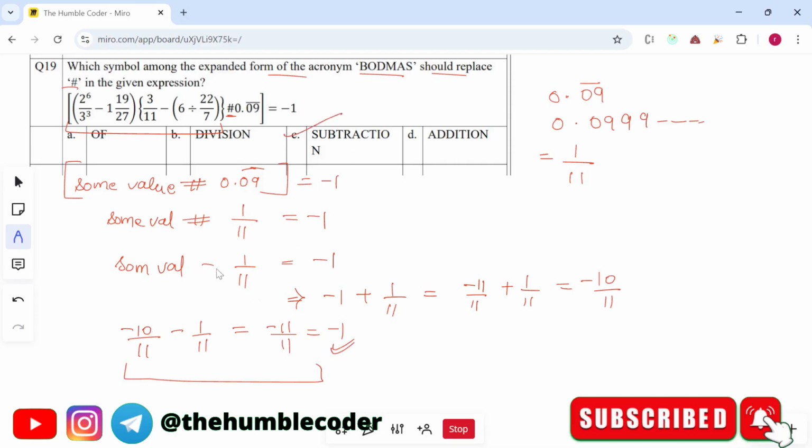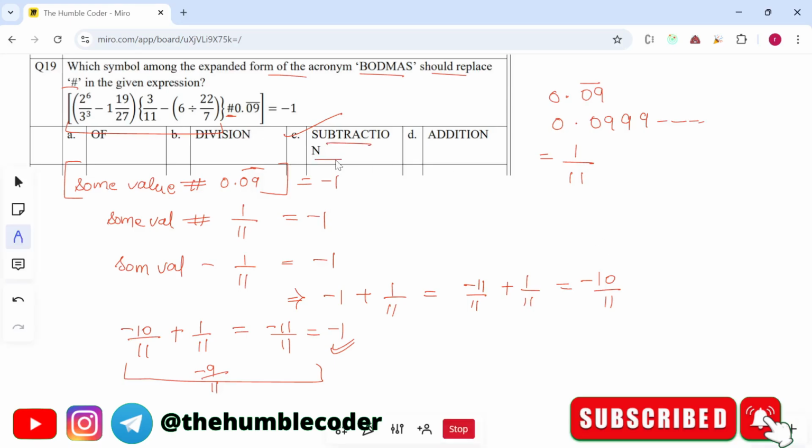Because we have assumed the sign has to be minus, and when we put the value of some value that we have got into the equation, we get the final equation to be true, right? In the same way, let me tell you why the other options are not correct. If we had added 1/11 here instead of minus, if we had done plus, then it would have become more than -1. The final answer would have become -9/11, which does not satisfy the equation, right? And in the same way, multiplication or division would also not correctly adjust the value to result in -1. That is why our final conclusion is that the only operation that makes the whole expression equal to -1 is subtraction.